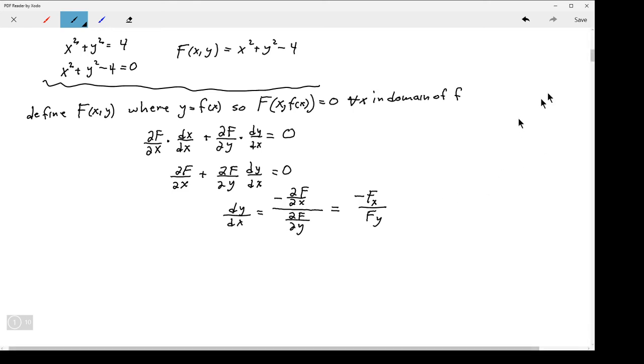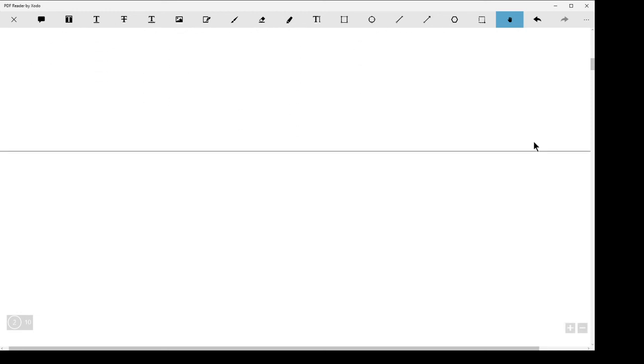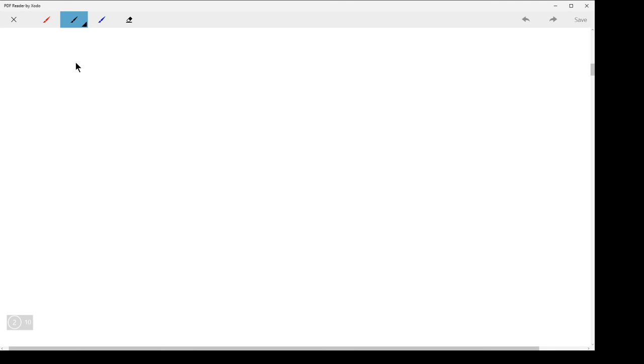All right, let me move this down and we'll look at a quick example here. So we just said dy dx is negative Fx over Fy. So if I have the equation, x to the third plus y to the third equals 6xy, there is your equation that you want to find dy dx for.